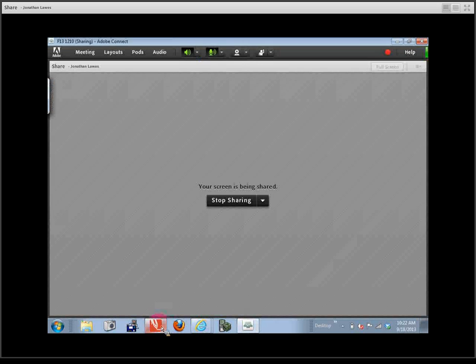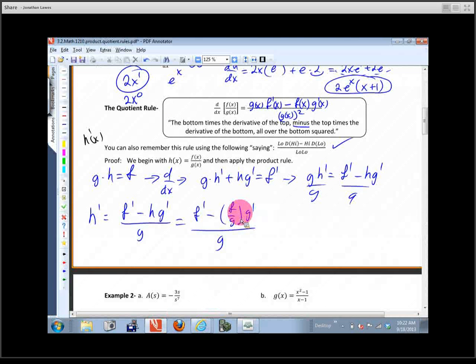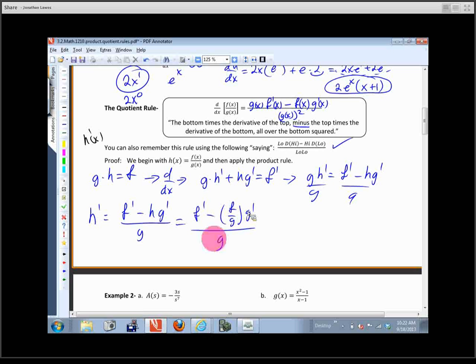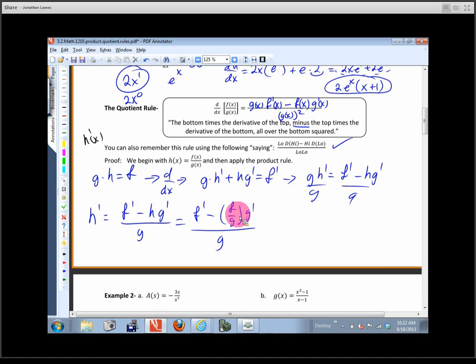Okay, take a look at your paper there. If I were going to simplify this, I wouldn't want that fraction in the numerator. Technically speaking, this is a complex fraction. So I'm going to get a common denominator, and that's going to give me g f prime minus f g prime over g.